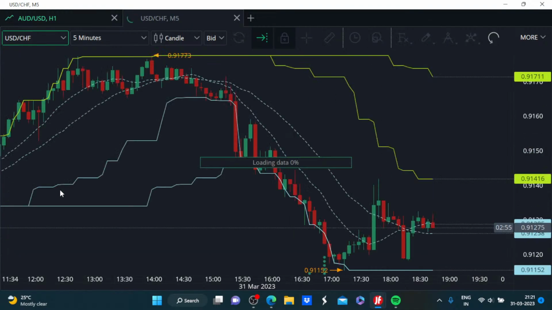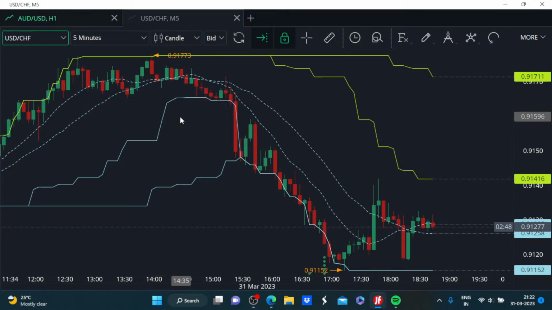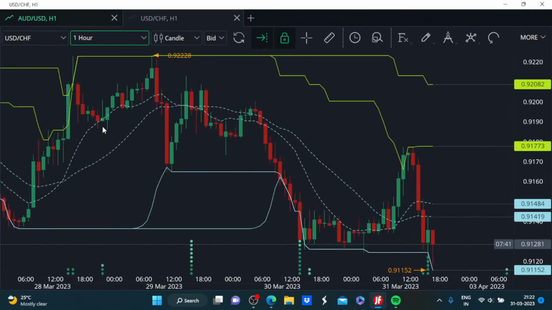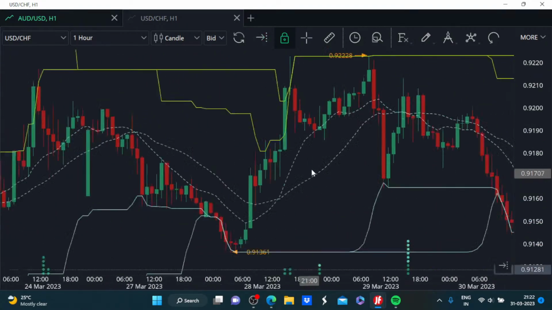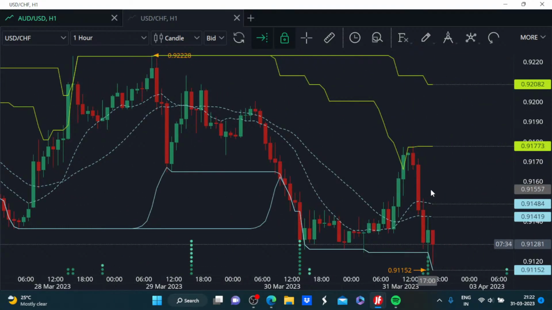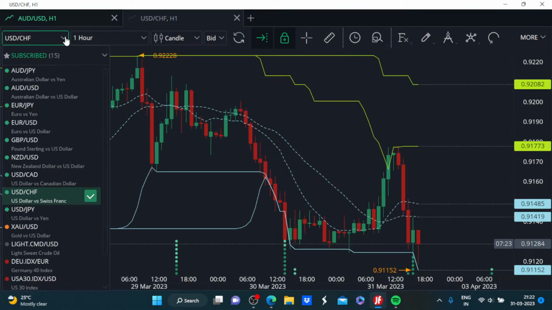Let's see what's the story for USD CHF. CHF has also declined substantially from 0.9177 to 0.9115, and if we consider the medium term perspective as well, it has been making these lower lows and lower highs. Even in today's trading session, there have been fresh lows formed for the USD CHF. So CHF is also one such currency which has better momentum against the US dollar.